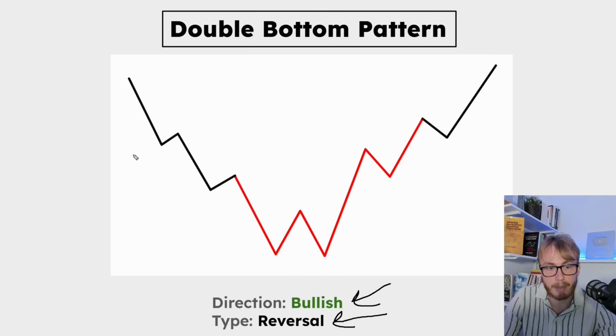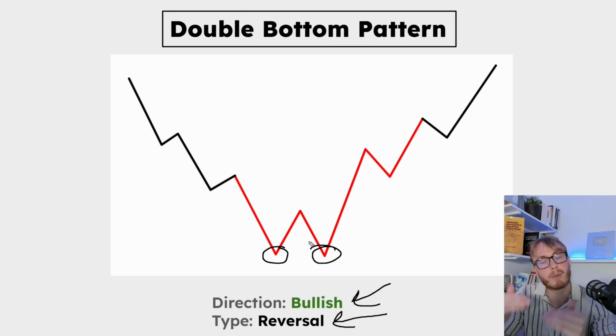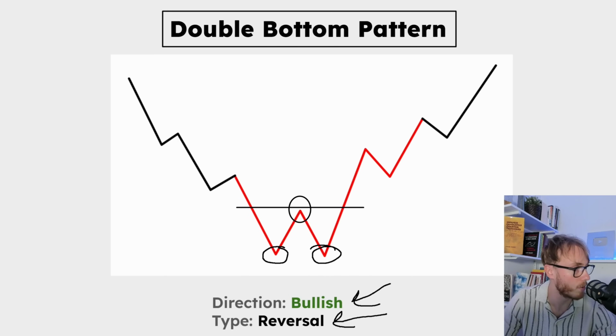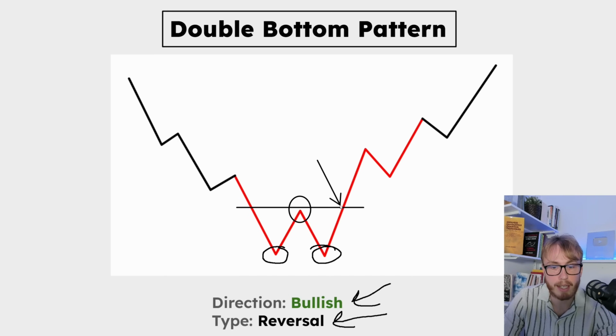So before this pattern appears, we want to see a move towards the downside. Then what we're looking out for is one and then two lows here at around the same level. These two lows don't have to be on the exact same level, but they should be around the same level. And what we then usually do is draw a horizontal line here that connects the high between these two lows. And what we're looking out for is the break of this level, or some traders actually specialize in trying to buy on the second low.